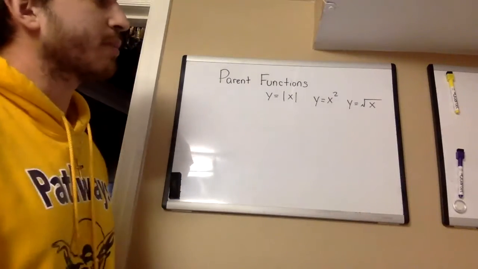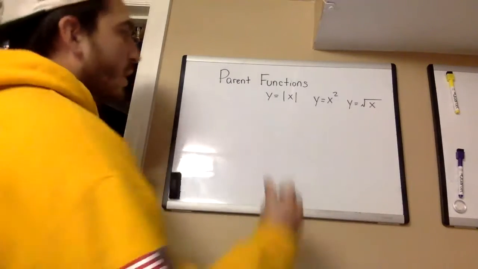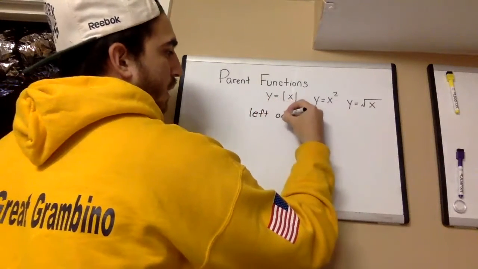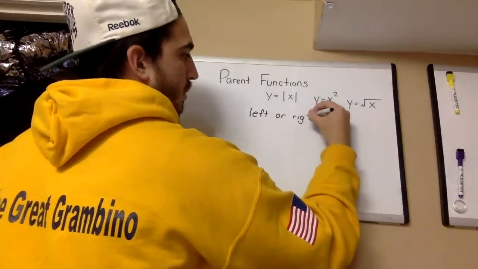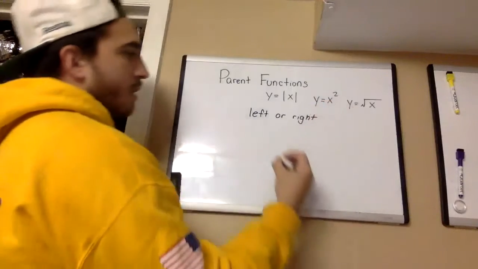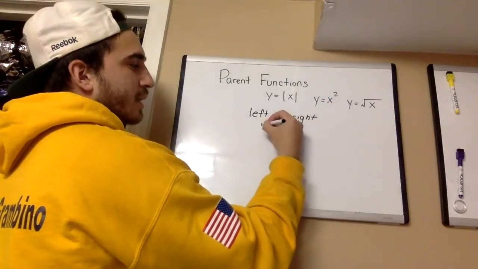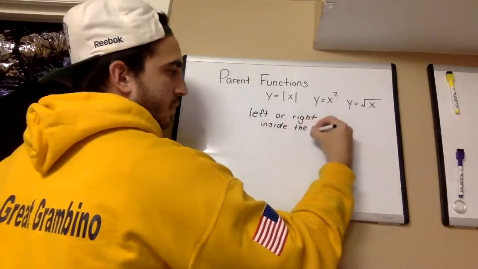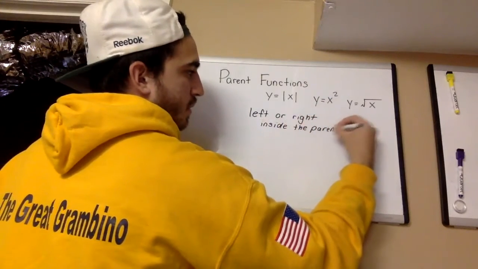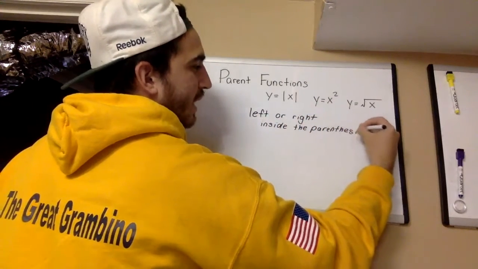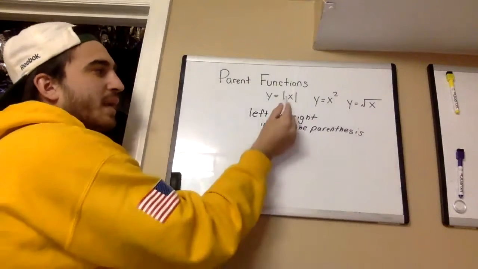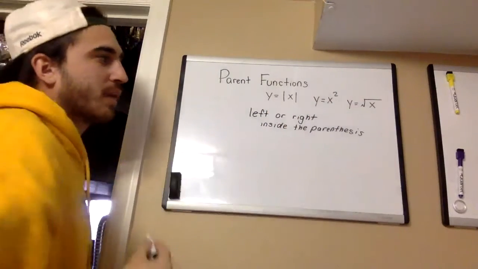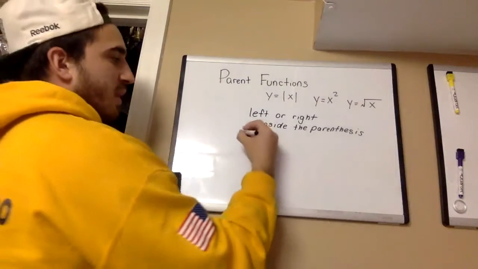So the first type of transformation we're going to go over is when you are going to go left or right. So this is going to occur inside the parentheses. When I say inside the parentheses, that could either be inside the absolute value, inside the square root, or inside the parentheses for this one. So I'm going to give you an example.